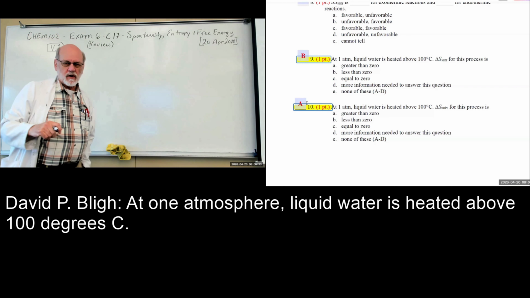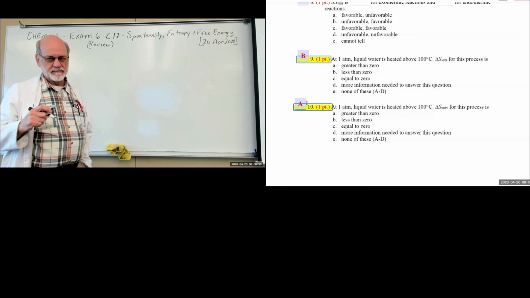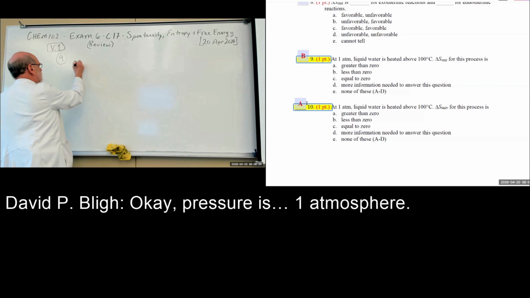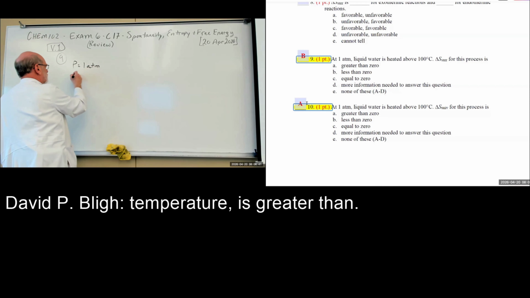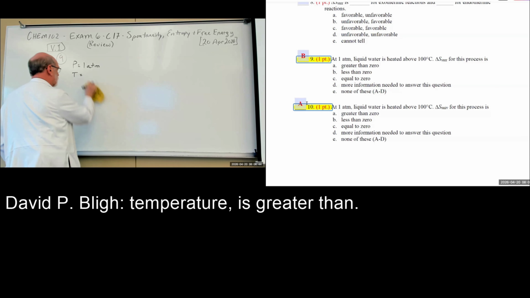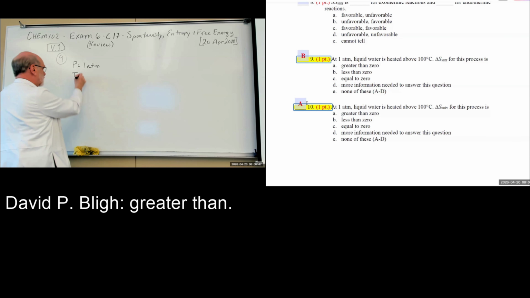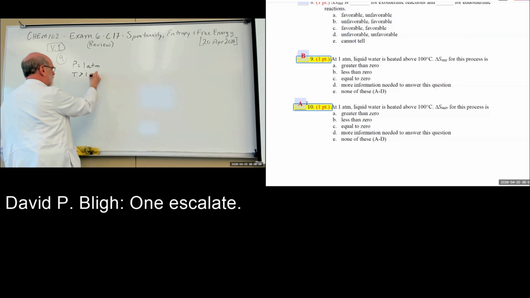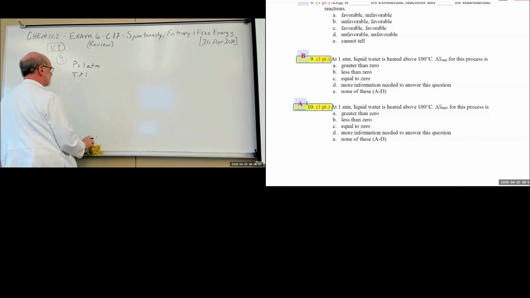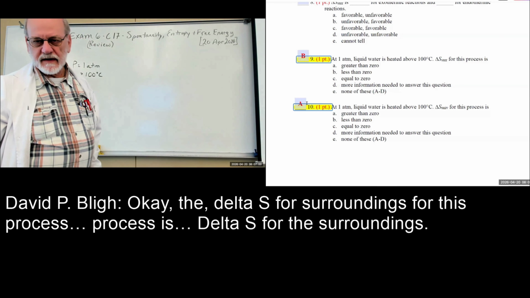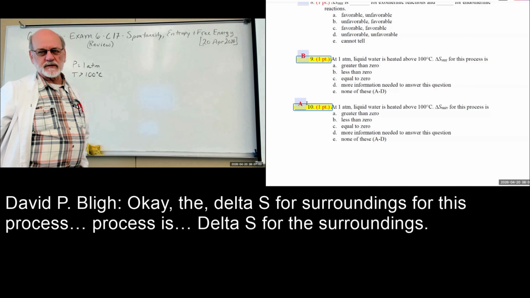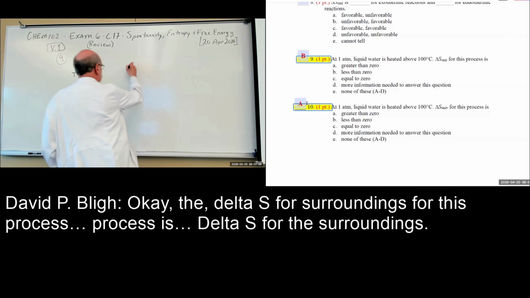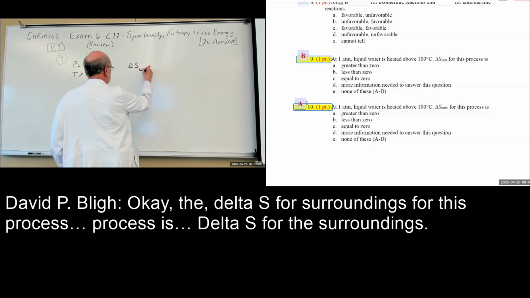At 1 atmosphere, liquid water is heated above 100 degrees C. Okay, pressure is 1 atmosphere. Temperature is greater than 100. The delta S for the surroundings for this process is, delta S for the surroundings equals what?